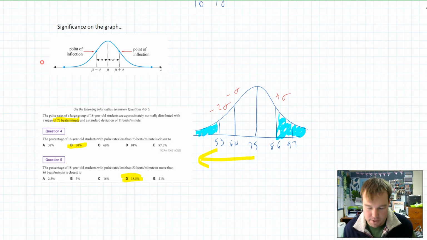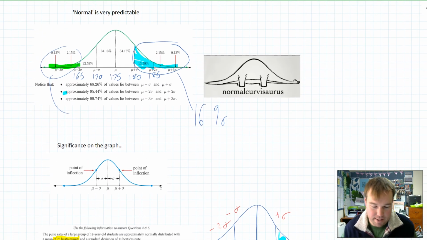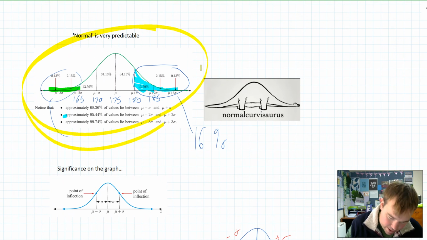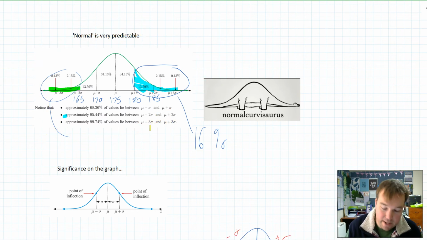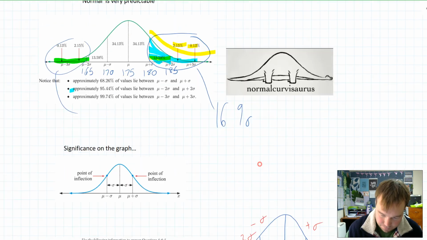Anytime you get one of these questions, draw it out and visualize this as an incredibly important diagram in terms of the percentage of the distributions that fall there. And note they are cumulative. So everything right of this, you would add up 13.59, 2.15, 0.13, etc.